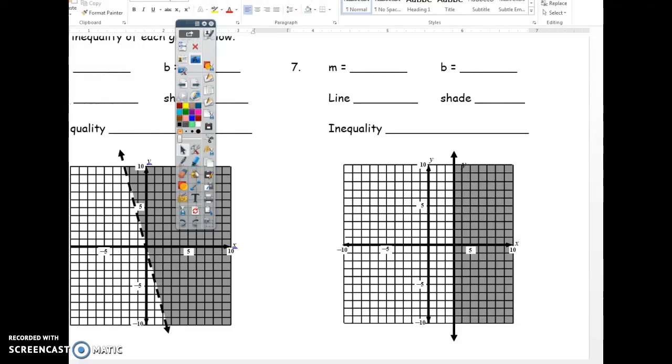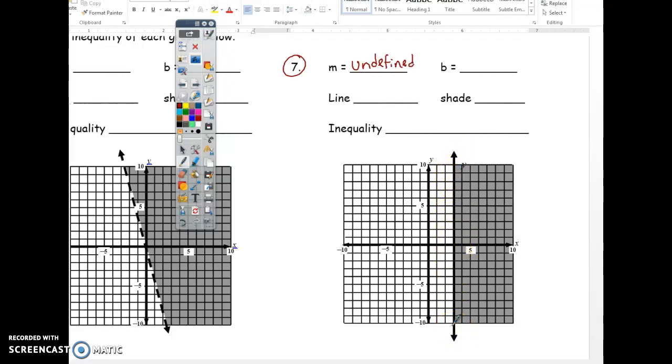So I just realized that we did not do number 7 yesterday. It was only number 8. So I'm going to go ahead and do number 7 because this is an undefined slope. And how do you know that it's undefined? Because the line is vertical. It's up and down. This is not a function, so this is undefined slope.